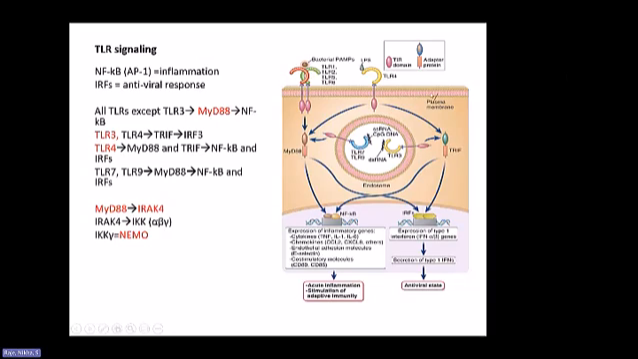So DNA is only TLR9, right? CpG DNA. Rest is RNA. TLR3 is double-stranded, and 7 and 8 are single-stranded RNA.